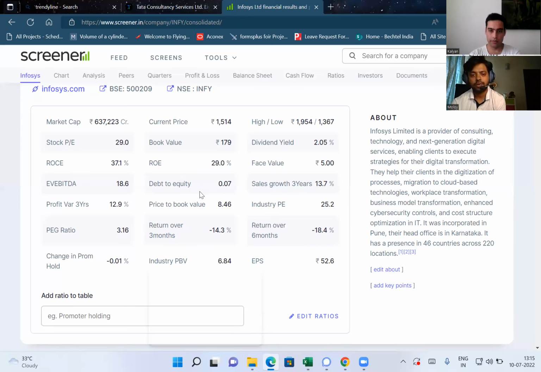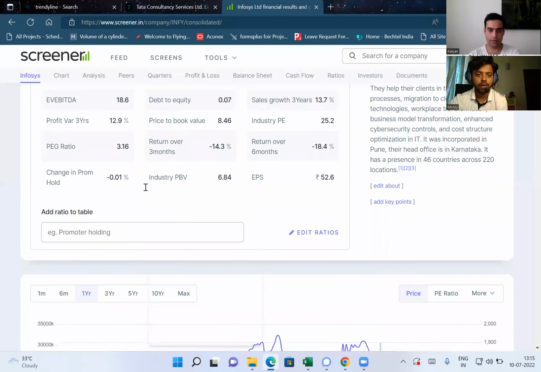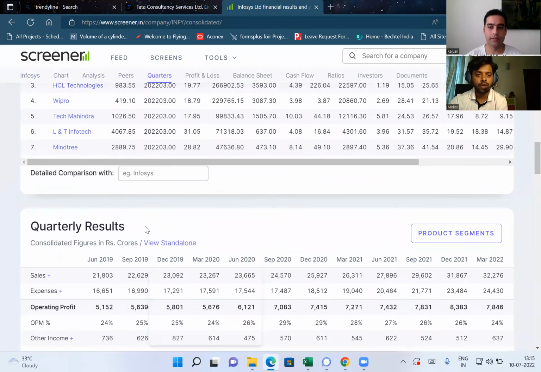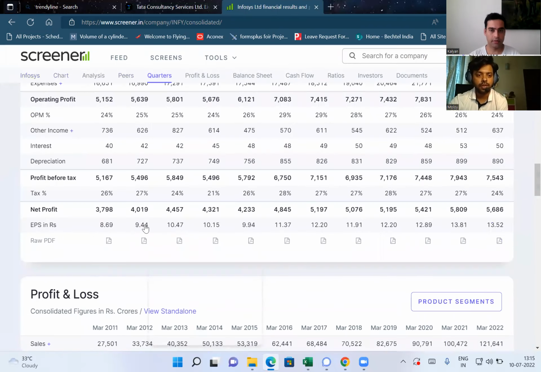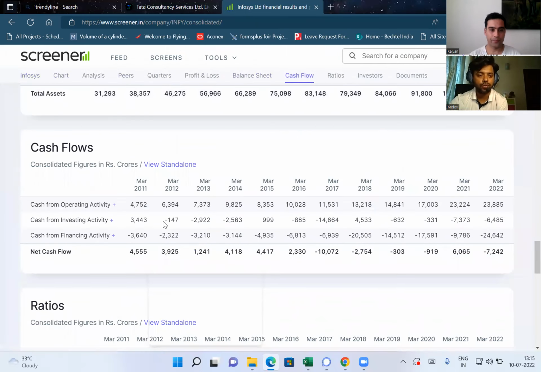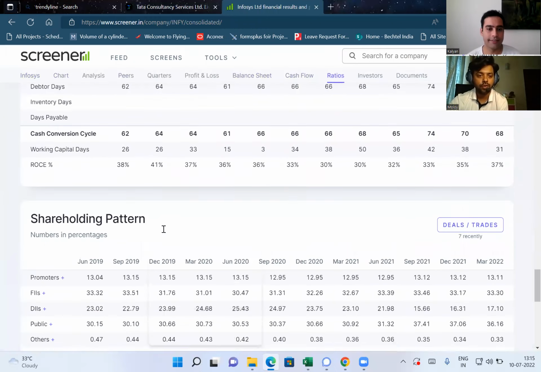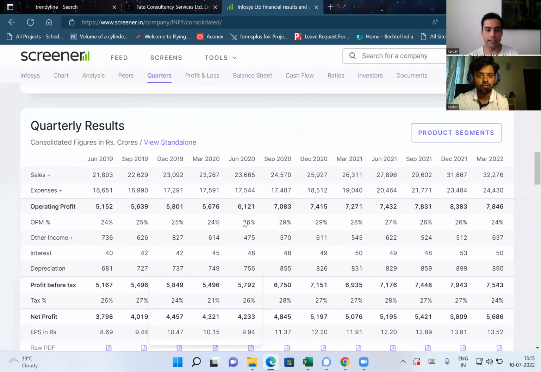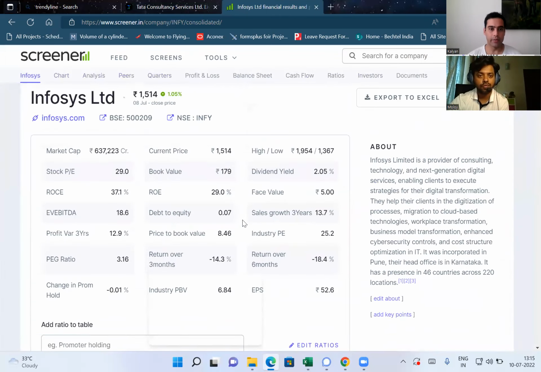There are other things we can discuss, but we have the charts, then the peer comparisons. We can go through the quarterly results, then the profit and loss statements, then the balance sheet and cash flows. Then the shareholding patterns, how FIIs and DIIs are holding the shares, how much is held by the public. These things we will cover in steps.